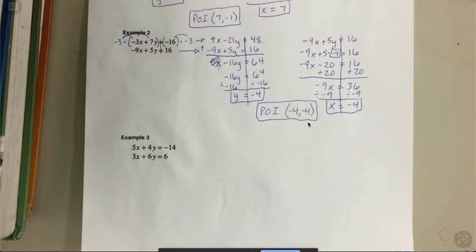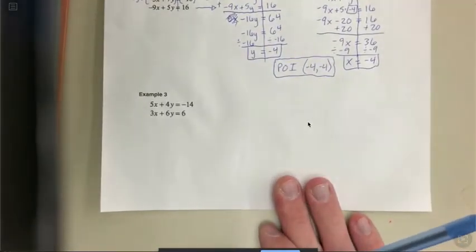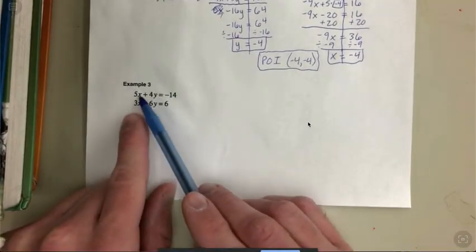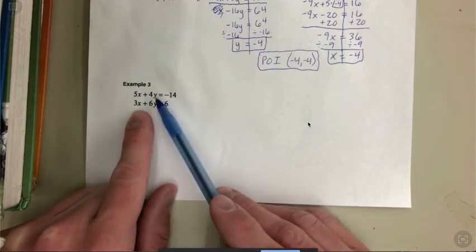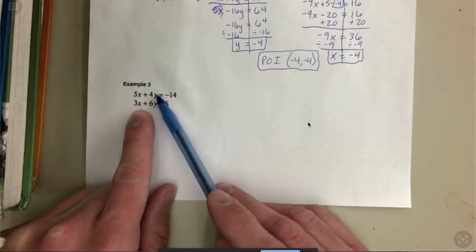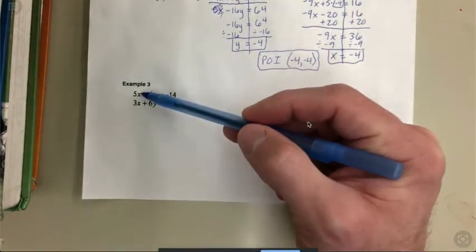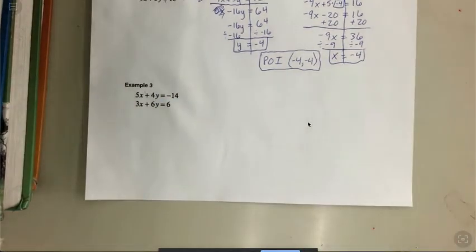All right, so now we've got one more example, and this is probably the hardest one. It follows all the same principles, but if you notice, 5 and 3, there's no way to make 3 go into 5 or 5 go into 3. There's no way to make 4 go into 6 or 6 go into 4, and so this one's a little bit harder.